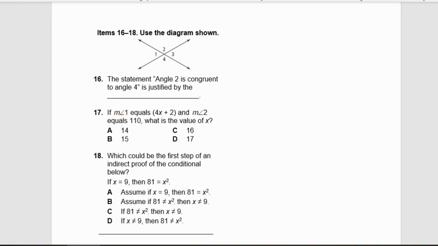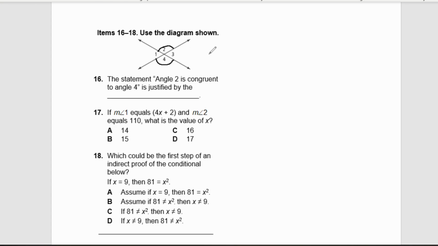All right, if you're struggling with number 16, I will let you know on the test, this will be a drop-down menu, and you have a choice between theorems to choose from. So I'm just going to talk about how we would determine which theorem it is. All we're given is that angle 2 is congruent to angle 4, so I'm going to put my angle markers here.